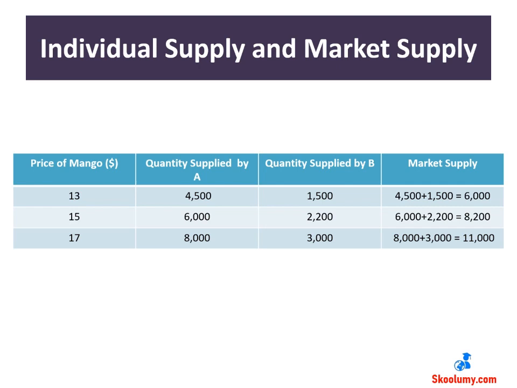Now let's calculate the market supply for mangoes. The market supply at each price is the sum of the supply of all the suppliers of the product. In this case, A and B, at $13, the market supply is 6,000. That is 4,500 plus 1,500. At $15, market supply is 8,200. That is 6,000 plus 2,200. At $17, market supply is 8,000 plus 3,000. This is 11,000.